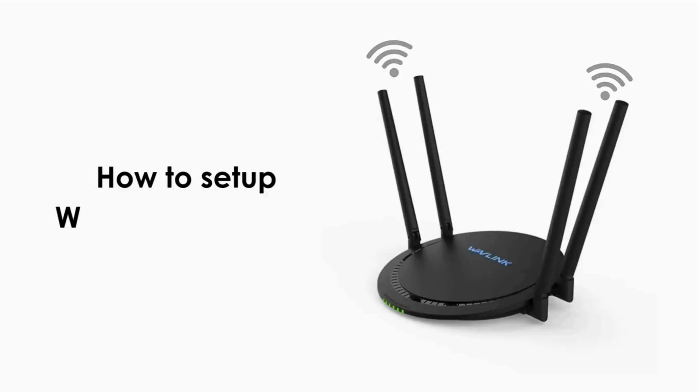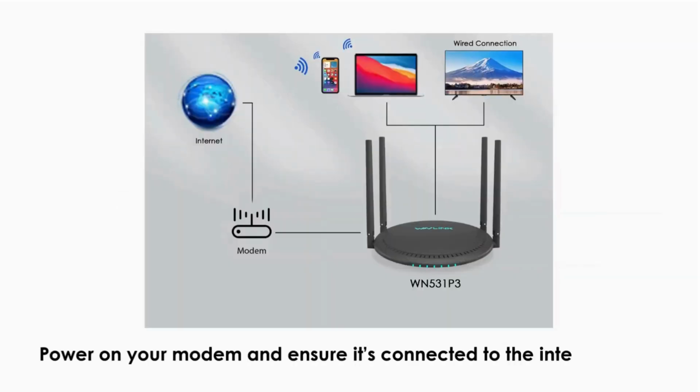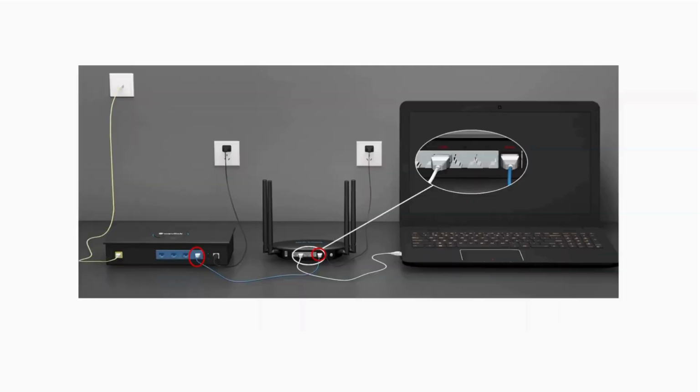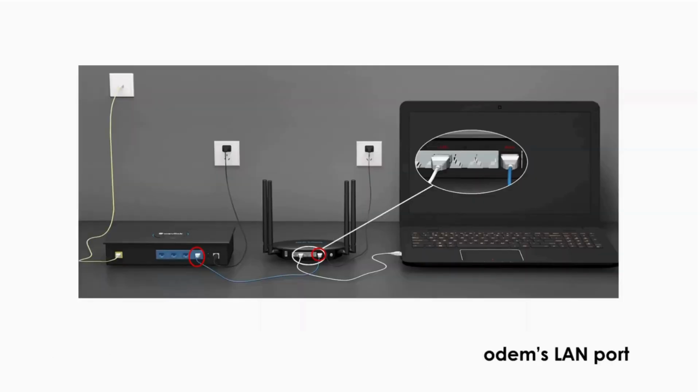How to set up Wavlink Wi-Fi router. Power on your modem and ensure it's connected to the internet. Connect the WAN port of Wavlink router to your modem's LAN port using an Ethernet cable.